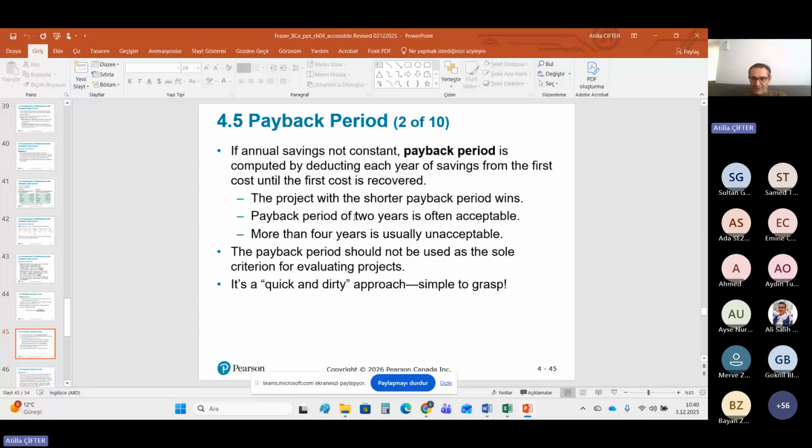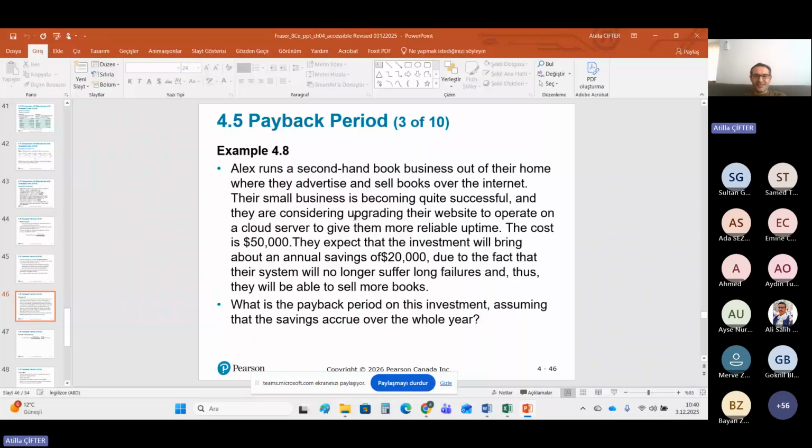So let's see how we calculate the payback period. Alex ran a second-hand book business out of their home where they advertise and sell books over the internet. Their small business is becoming quite successful, and they are considering upgrading their website to operate on a cloud server to give them more reliable uptime. The cost is $50,000. They expect that the investment will bring an annual saving of $20,000. So you invest $50,000, and every year you receive $20,000. It's like after 2 years, and less than 3 years, you will cover it.